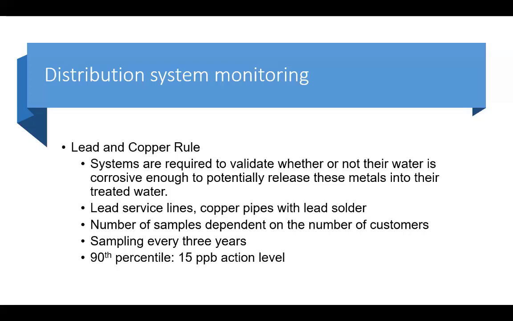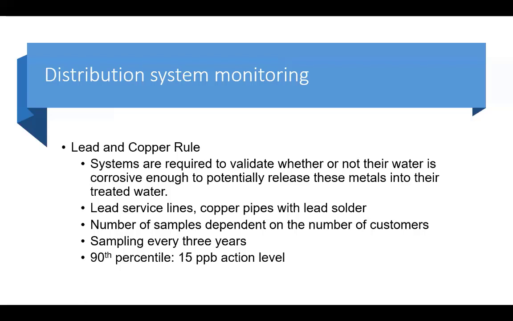The number of samples, as I mentioned, is dependent on the number of customers. They sample every 3 years unless they've made a significant change in their water treatment process, in which case they have to sample every 6 months until they have at least 2 sets of samples showing that the 90th percentile is at or less than the 15 parts per billion action level. That 15 parts per billion level is not a health-based standard.